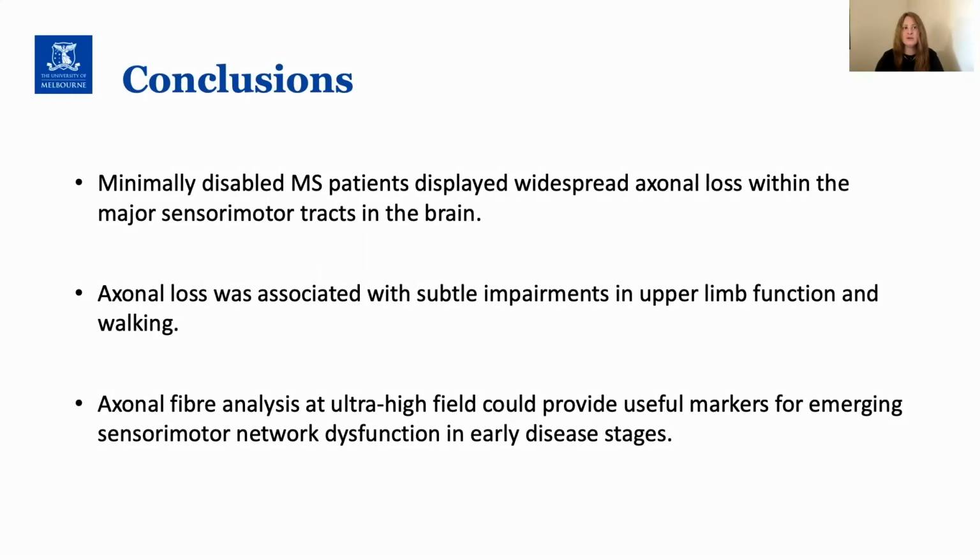To conclude, minimally disabled MS patients displayed widespread axonal loss throughout the major motor tracts in the brain. Axonal loss was associated with subtle impairments in upper limb function and walking, and potentially axonal fiber analysis at ultra-high field could provide useful markers for emerging sensorimotor network dysfunction in early disease stages.